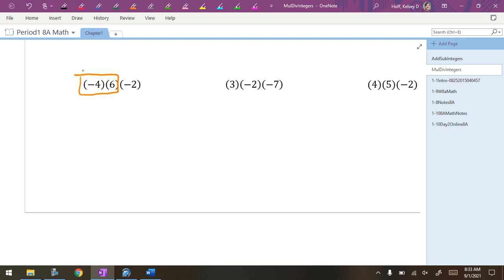Sam. Okay, ignore the sign right now, 24, right? Then we check. 4 is negative, 6 is positive. Sam told us that's supposed to be a negative 24. Is he right? Yes, he is. You have opposite signs. Now we need to drag down the negative 2.